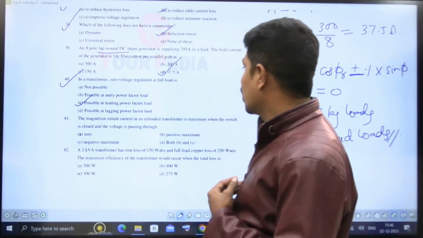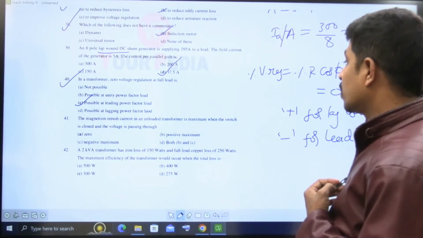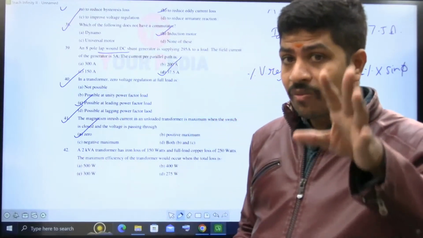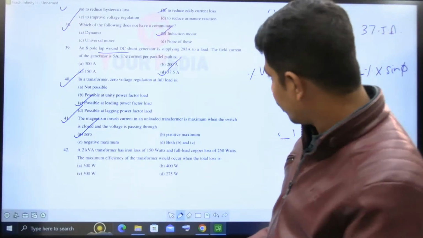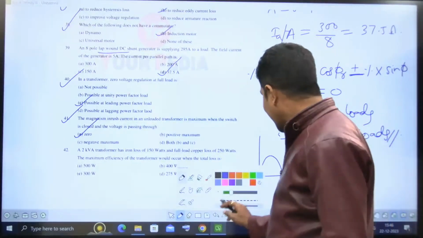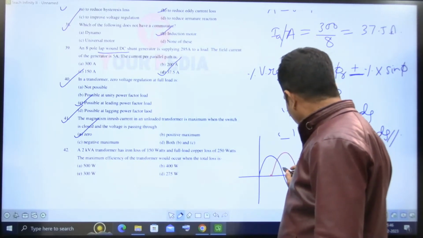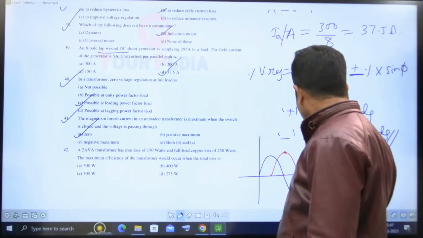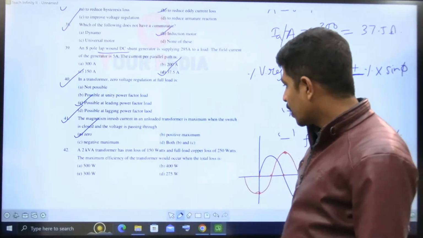Let's go to the next question. The magnetic inrush current in an unloaded transformer is maximum when the switch is closed and the voltage is passing through 0. Why? When magnetic inrush currents are flowing, we have to consider the relationship of the inductor. In an ideal inductor, if voltage is 0, then current is maximum. The current lags behind the voltage by 90 degrees, so when the voltage is 0, the current is max. Option is A.